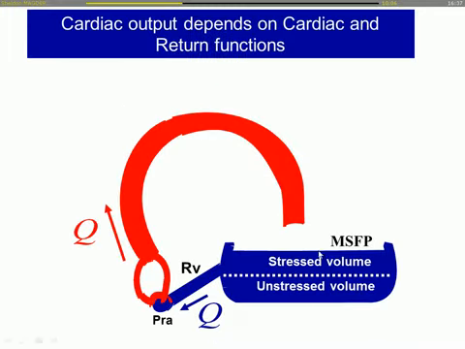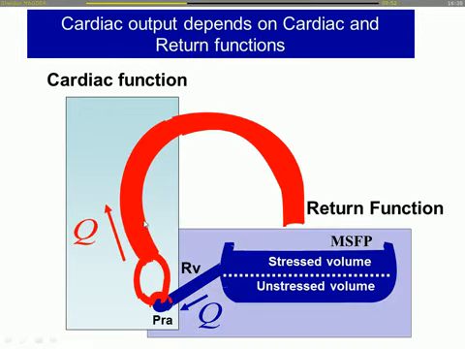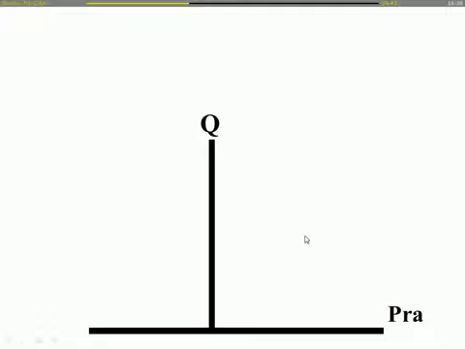So in this simple model, we have a stressed volume that can come out, an unstressed volume that is below the emptying, comes back to the heart, and the heart pumps it out. The actual cardiac output is determined by the function of the heart, the cardiac function, Starling's law, and this return function, which determines how the blood drains back, which was well described by Arthur Guyton in the 50s and 60s. And Arthur Guyton provided a very useful graphical tool, which really helps us understand the heart-lung interactions.